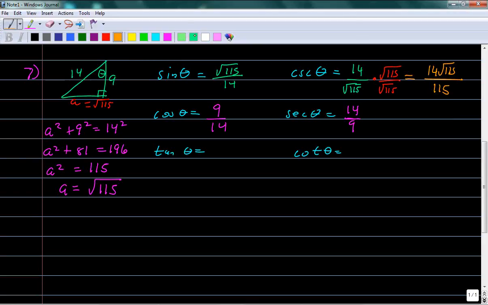Tangent is going to be solved in a very similar way. Tangent is opposite over adjacent, so radical 115 over 9. Cotangent is the reciprocal of that, so 9 over square root of 115. Once again, we run into the same issue that we did with cosecant, so we need to multiply top and bottom by square root of 115. And by doing so, we'll get a final answer of 9 times radical 115 over 115.